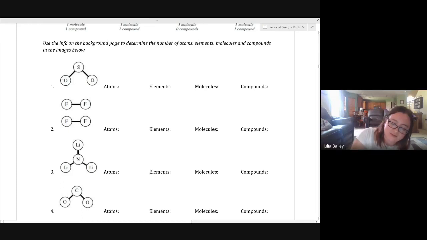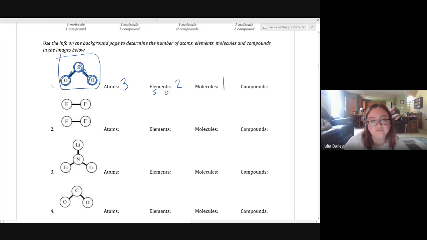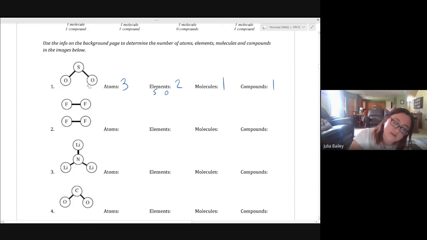Looking at number 1, I see 3 different atoms. Each one of those labeled circles is its own atom. How many elements are there? There's S and there's also O. That's 2 types of elements. The whole thing is all connected in one piece together, so that is one molecule. And then the whole thing is one compound as well, because it's connected several different types of elements.